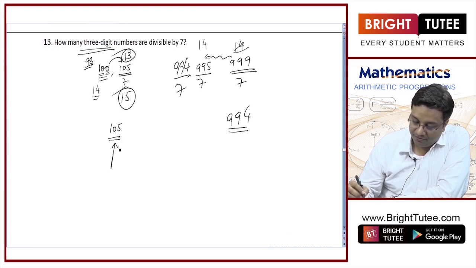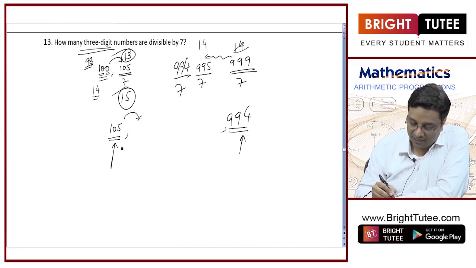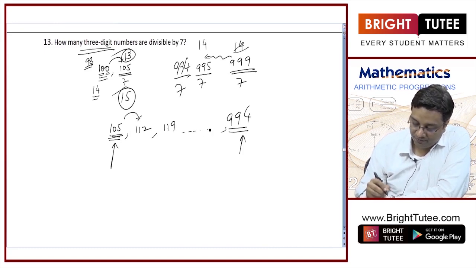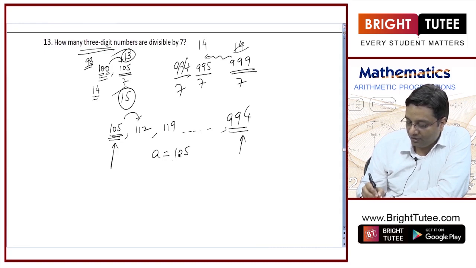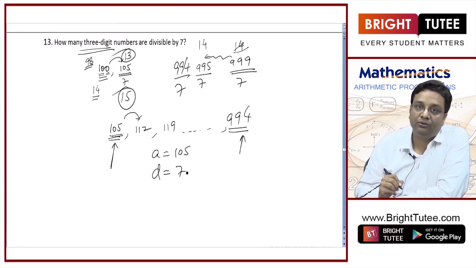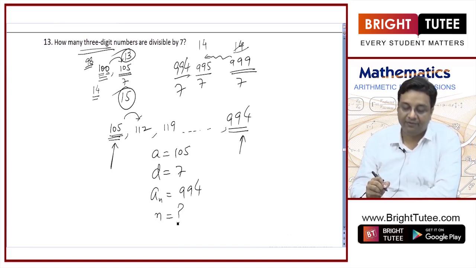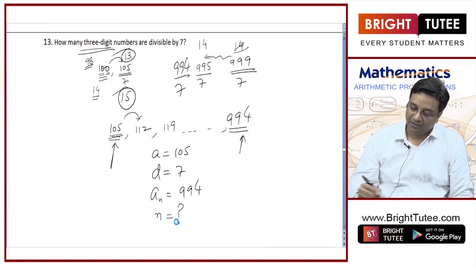So I have got the first term and the last term. I just need to count the number of terms, so I need the common difference also. What will be the next term which will be divisible by 7? I just need to add 7 to this term. 112. Okay, what will be the next term? 119 and so on. So I have got A equal to 105, D equal to 7, and AN equal to 994, and I need to find N, the total number of terms. So this question has become pretty simple now.